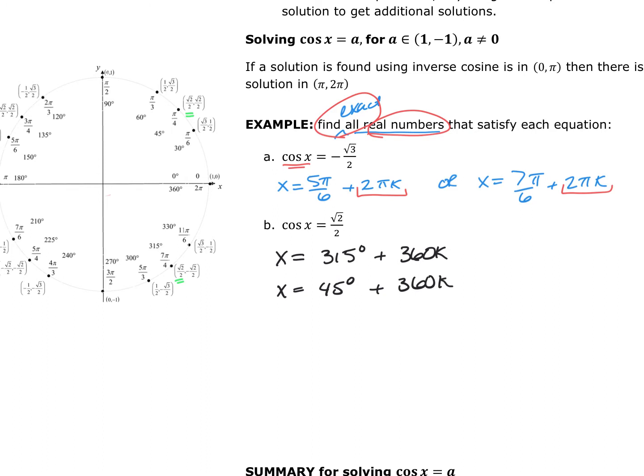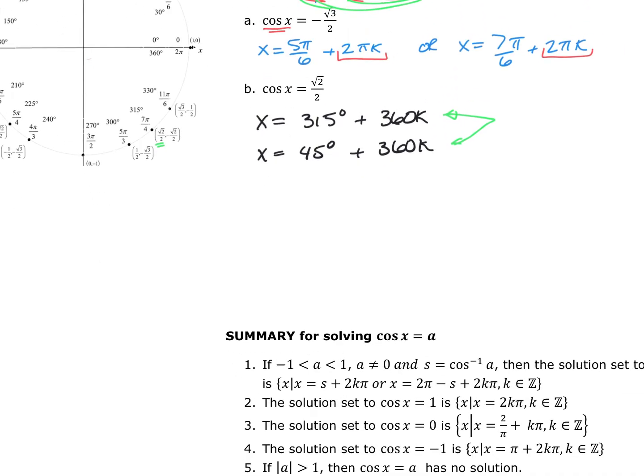Now I only add these when I'm asked to find all real numbers. If I am looking for an answer in an interval, then I'm going to only answer in the interval. I'm not going to find coterminal angles that will satisfy that solution.